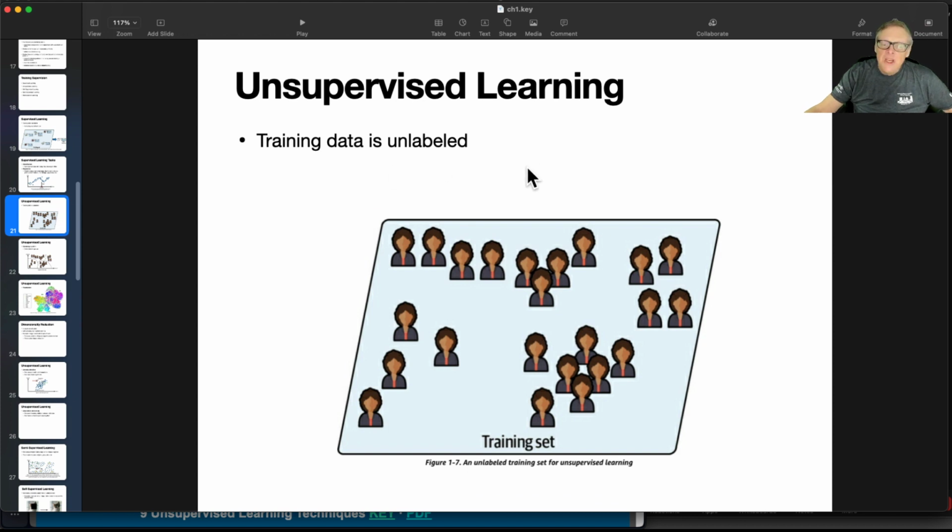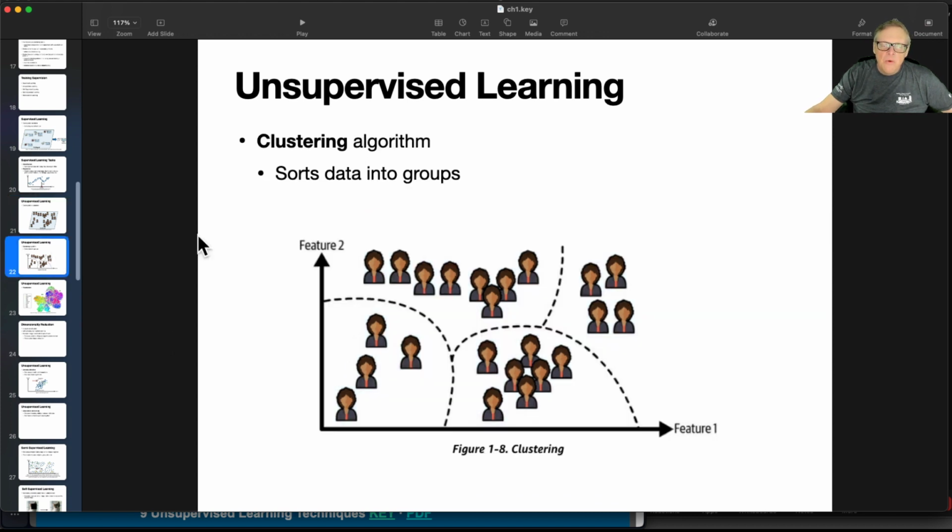Unsupervised learning, though, is when you have a training set that's unlabeled, like you have a bunch of pictures of people and you haven't got a label to go with them. And now you would still like to do some machine learning on here. So one thing you can do is just sort it into groups. Just find clusters and draw boundaries.